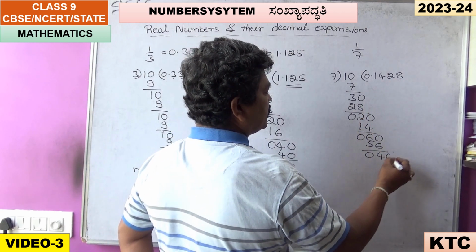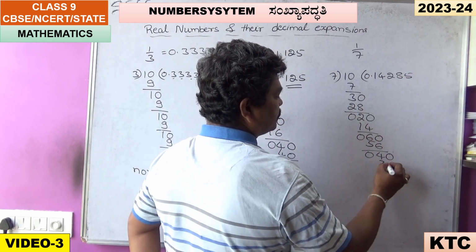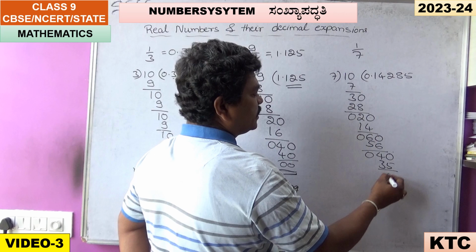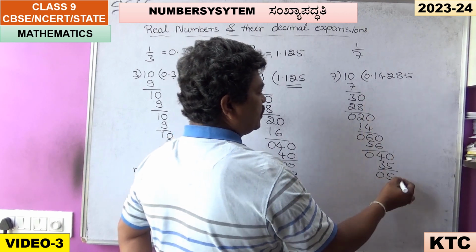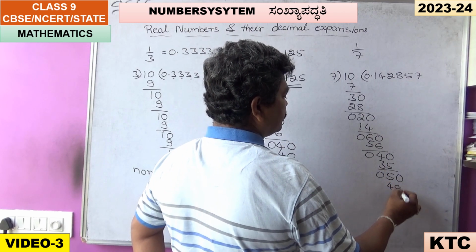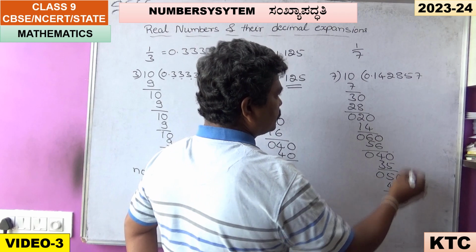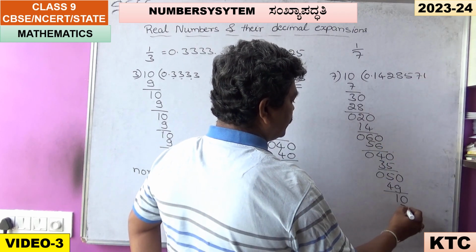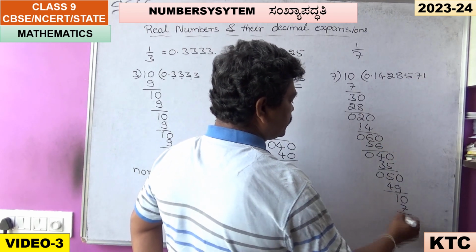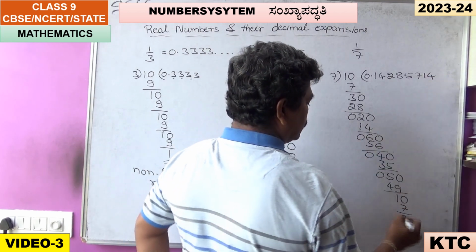Then you put a 0. 7 5s are 35, so here you get 5. Then put a 0. 7 7s are 49, and again it becomes 1. Then put a 0. 7 1s are 7, so then it becomes 3. Then put a 0. 7 4s are 28.